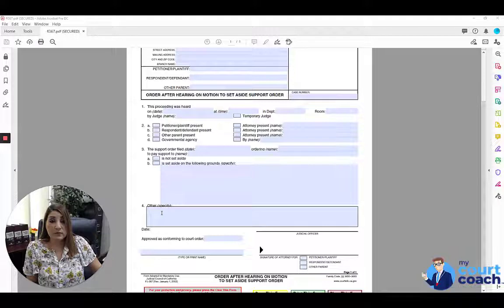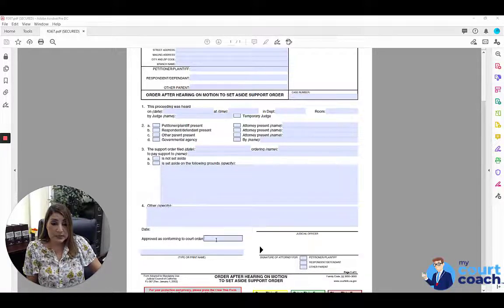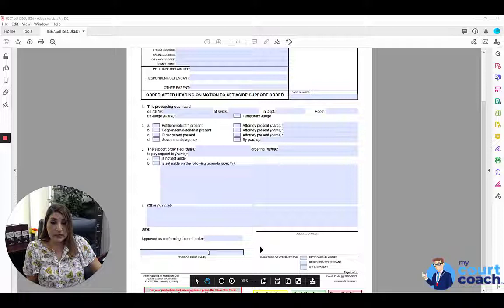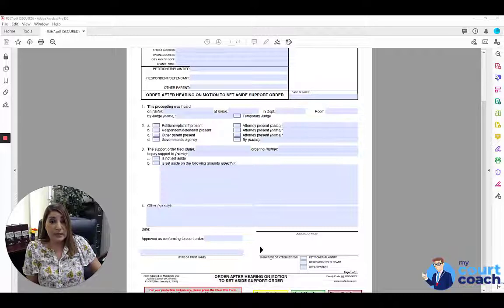Under California Rule of Court 5.125, this proposed order then gets sent to the other party for their review. So you want to list the other party name down here and then mark what their role to the case is, whether they're petitioner, respondent, or other parent. And if it's the attorney, then you would list the attorney's name here. They sign this, showing that they've approved of your proposed court order. They send it back to you, and then you can submit it to the court for filing.